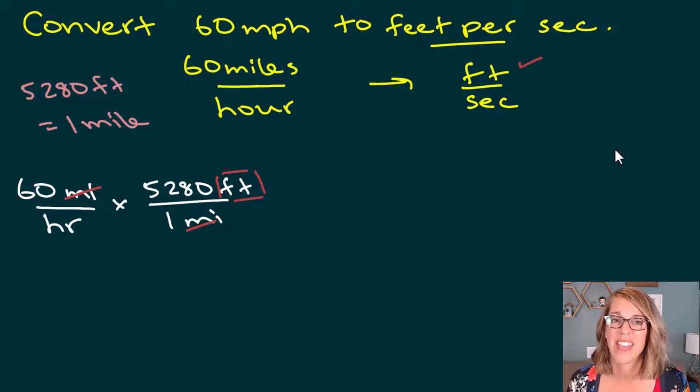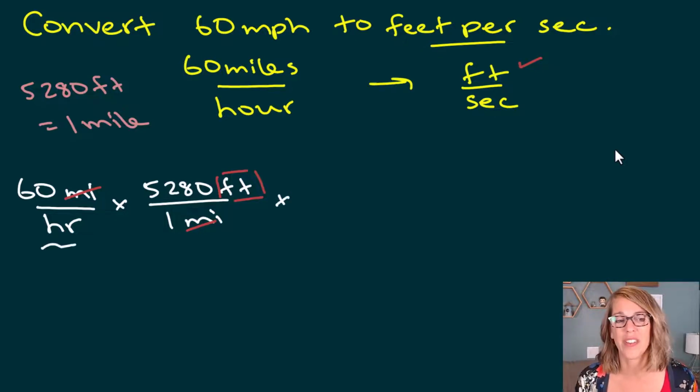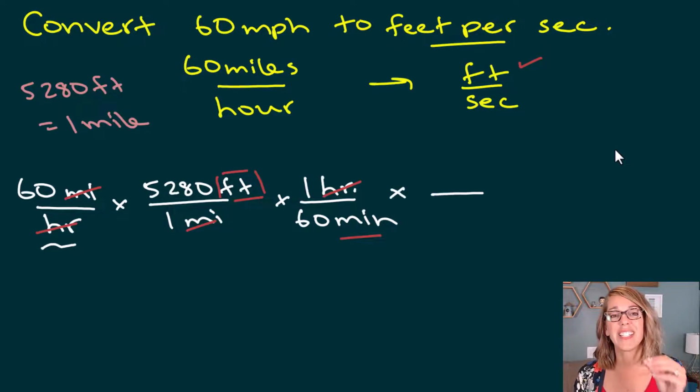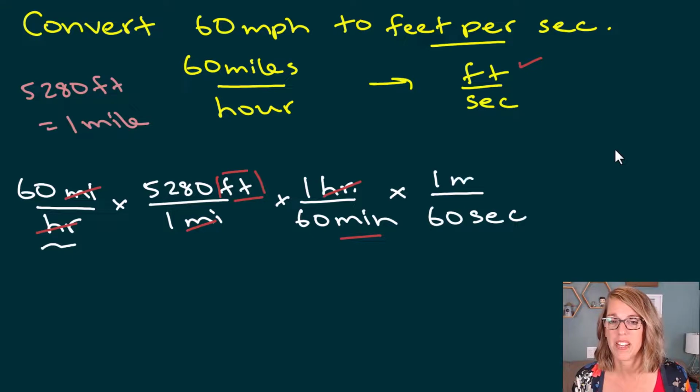Now I've got to work with the hour. I know that there is 60 minutes in 1 hour. So I can go ahead and put 1 hour in my numerator, and that's equal to 60 minutes. Okay, so I'm getting close. I've got my hours canceled, but I'm left with minutes, and I really want seconds. So I've got one more fraction to multiply on. There are 60 seconds in 1 minute. So I'm going to put my 60 seconds in the denominator, and then my 1 minute in the numerator. This cancels minutes, and I'm left with seconds.